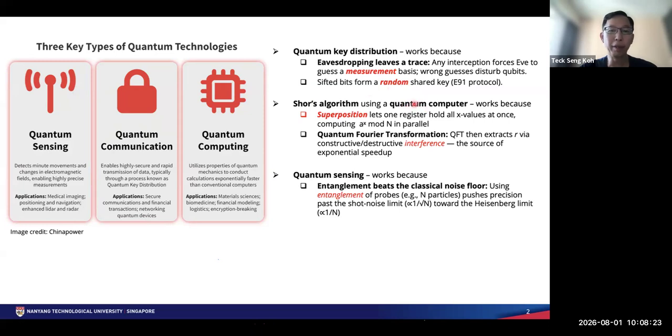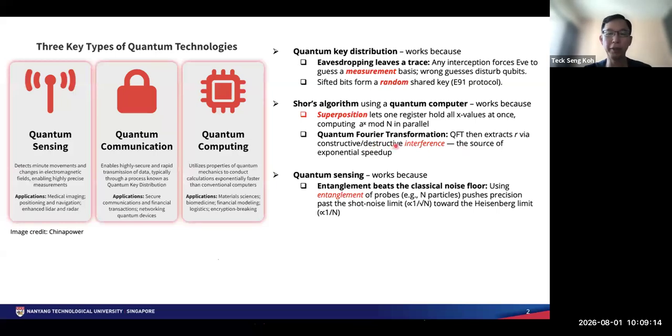A quantum computer is powerful because of the kind of algorithms that it runs, one of which is called Shor's algorithm, and that's the one that actually catalyzed or kickstarted all this quantum race. Shor's algorithm, at its heart, works because the superposition of quantum states, where a bit can be a 0 and a 1 at the same time, allows a massive parallelism where one register can hold all values at once, so that this other algorithm called quantum Fourier transform can then extract certain values via some kind of constructive or destructive interference.